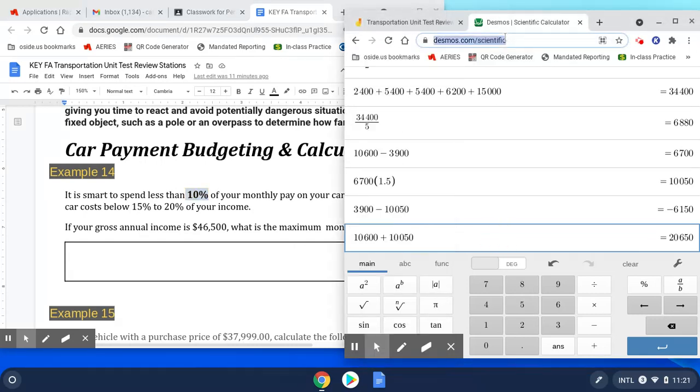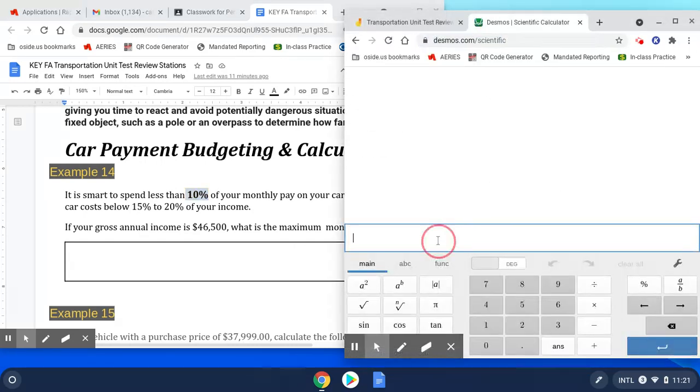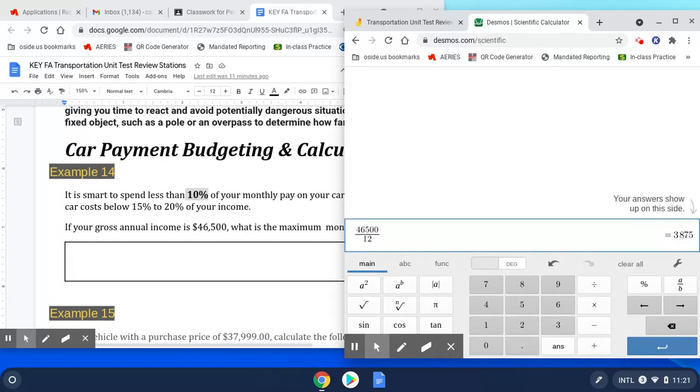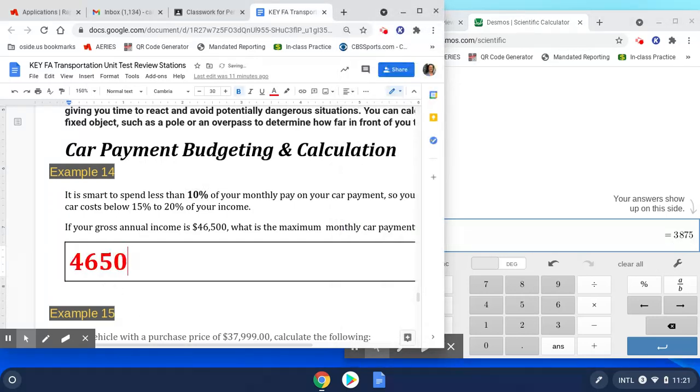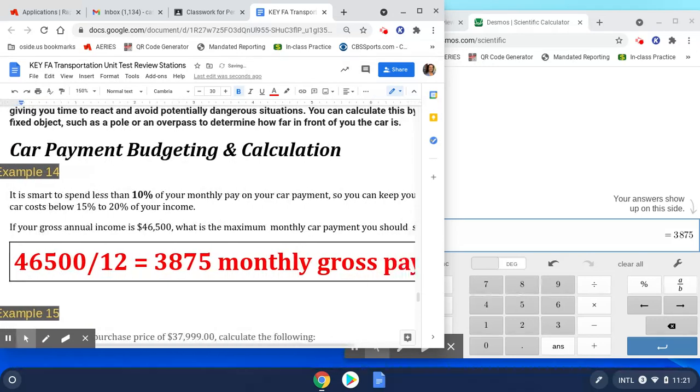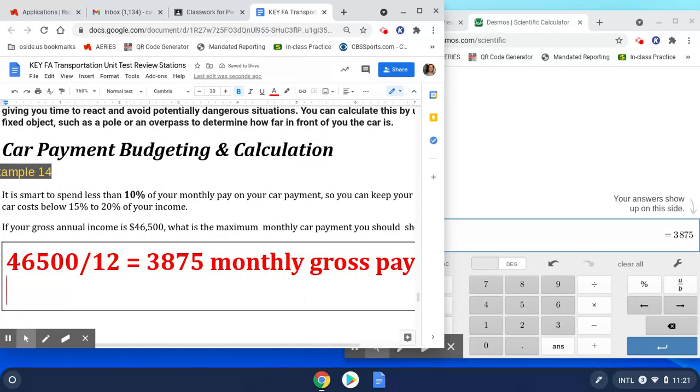So, we're going to put that annual figure of 46,500 here. We're going to divide it by 12, and that gives us 3875. So let's do that math. That is your monthly gross pay. So what my car payment should be is 10% of that. So 0.1 of 3875 is 387.50.